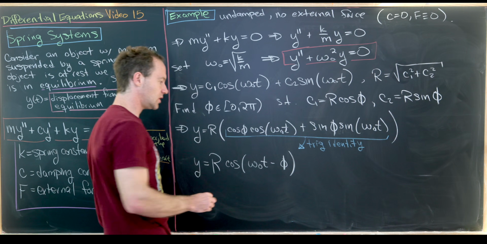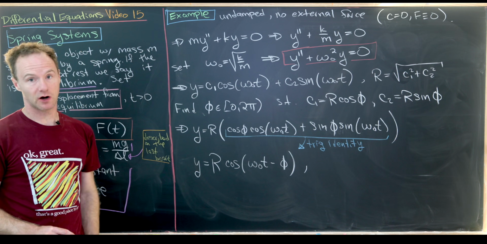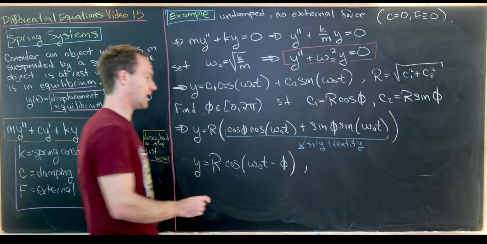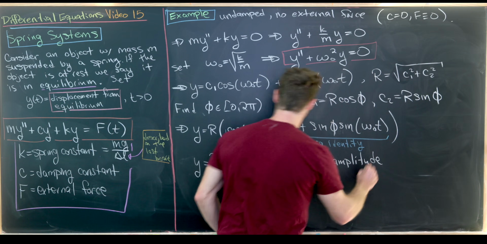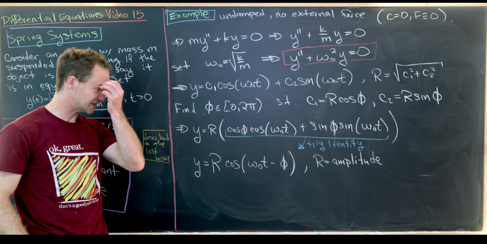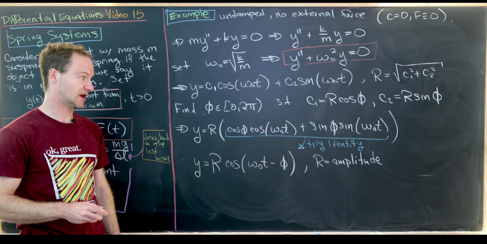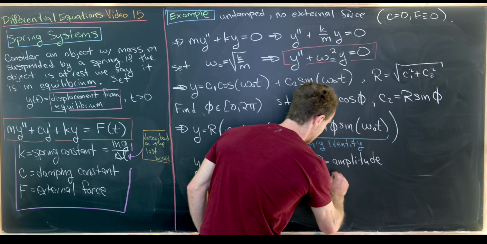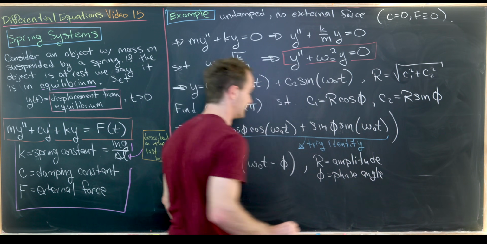And then I'd like to also point out here that we've got some names for r and phi, and those names are pretty obvious by this way of writing y. Notice that r is the amplitude of the wave that's describing this displacement. And so this just comes from maybe some stuff you learned in a trigonometry class. And then phi is known as the phase angle. So I'll write that phase angle. It's like the phase shift, if you will.